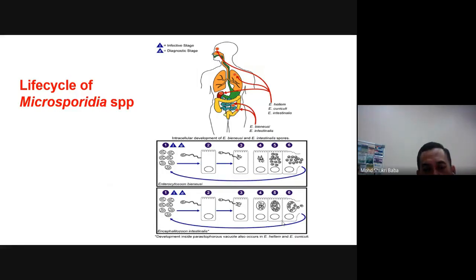So, ini adalah apa benda ni? Life cycle of microsporidia. Okay. So, ingat tengok dekat sini. Alright. E binuensis and E intestinalis. Alright. Binuensis dengan intestinalis. Alright. Macam saya kata tadi, satu adalah enterocytosome, satu lagi encephalitozoon.